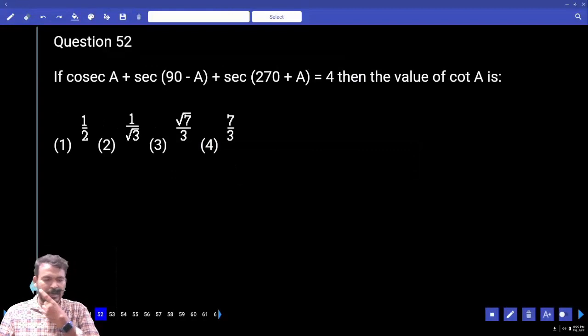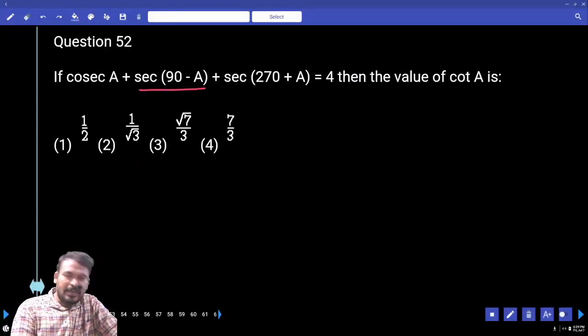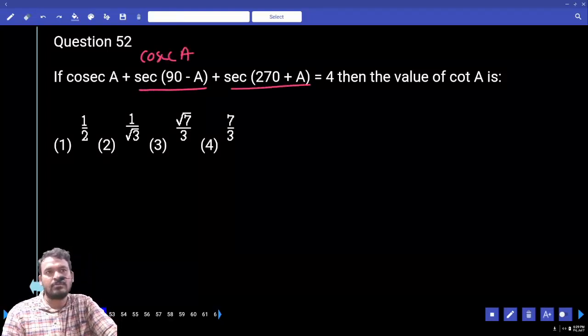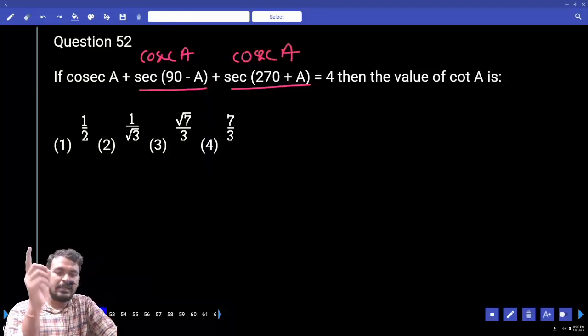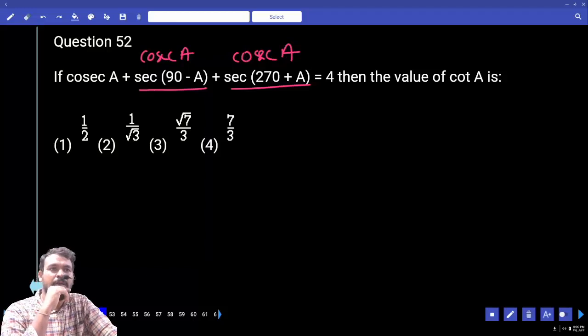What is the value of cot A? Secant of 90 minus A will be cosecant A. Next, secant of 270 plus A. It is also 270. Odd number or even number? Odd number. That is also written cosecant A. 90 and 270 are odd numbers, and in the odd number case, secant becomes cosecant. But for even numbers, 180, 360, secant stays secant and cosecant stays cosecant.